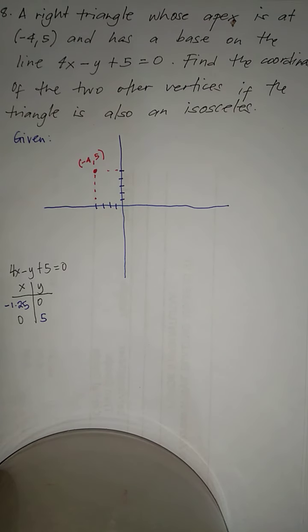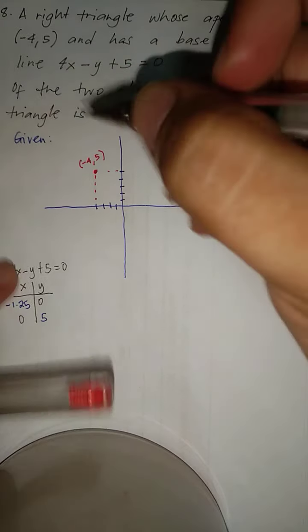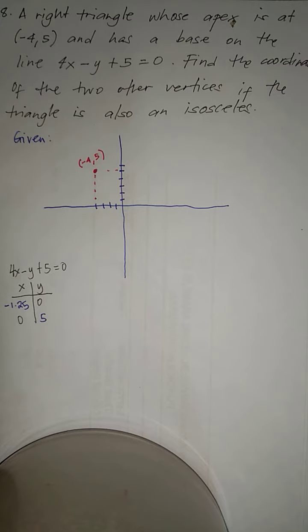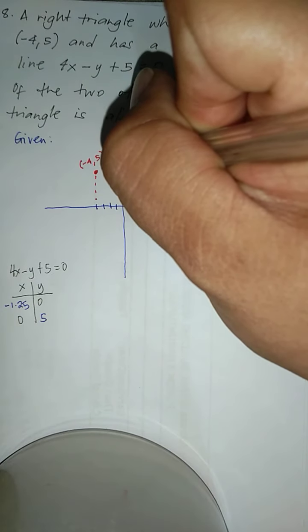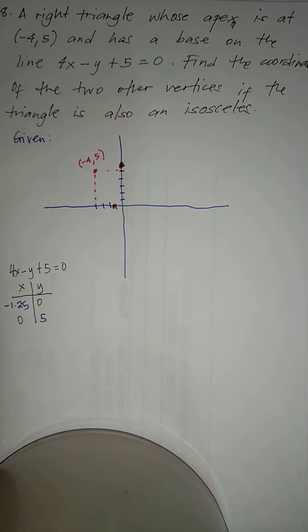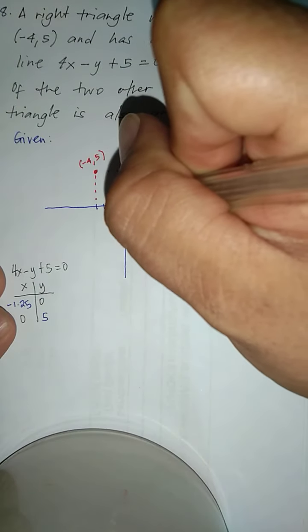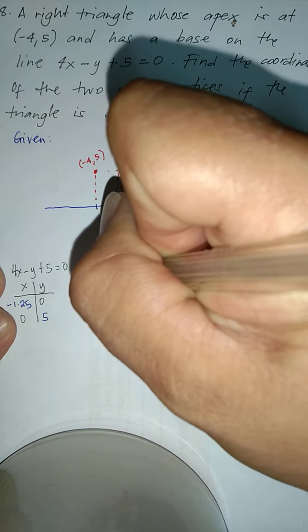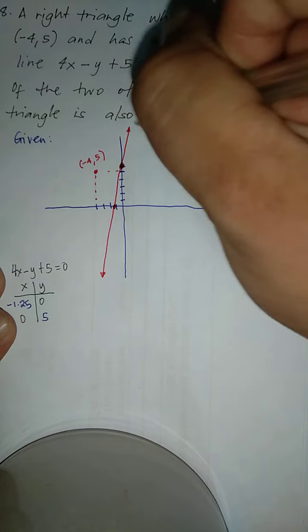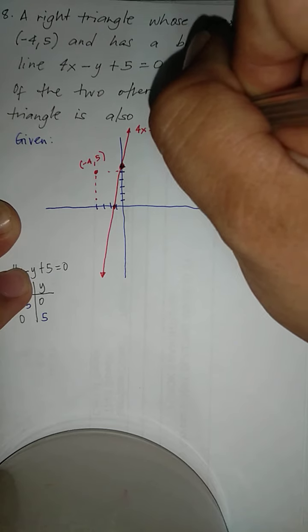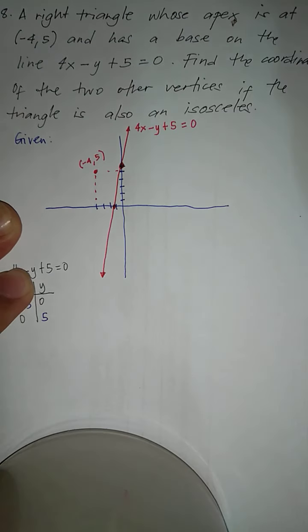So let's locate the points. So (0, 5), the y-intercept, above here. And (-1.25, 0) around here. And then let's trace the line. So this is the graph of the line. Let's label it 4x - y + 5 = 0.